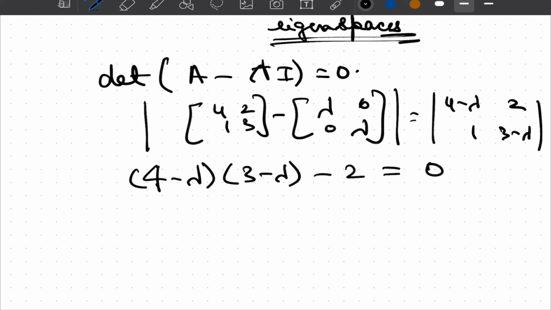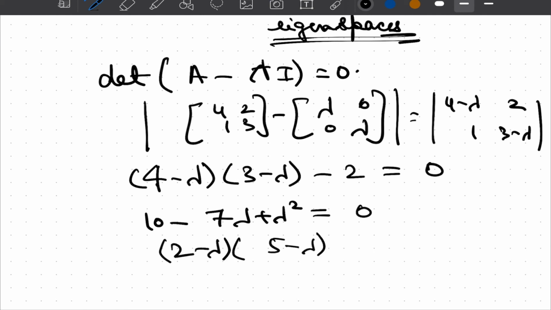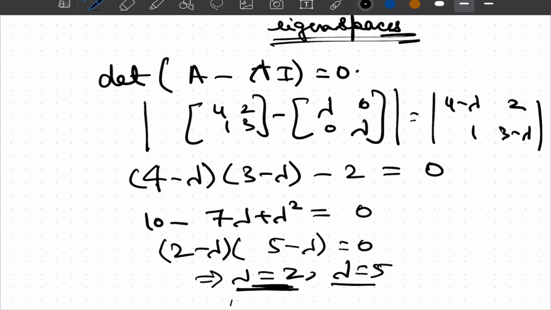As we said, we will solve for the roots of this equation. Upon expansion, this becomes 10 minus 7 lambda plus lambda square equal to 0, which can be written as 2 minus lambda and 5 minus lambda, which implies lambda equal to 2 and lambda equal to 5. You see that lambda equal to 2 is only appearing once, hence the algebraic multiplicity of lambda equal to 2 is 1. So is the case with lambda equal to 5.